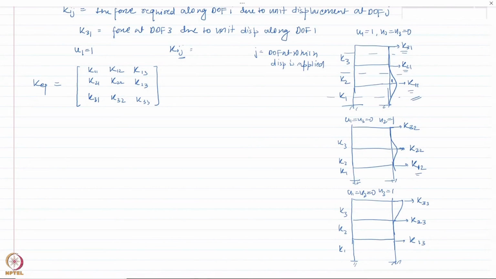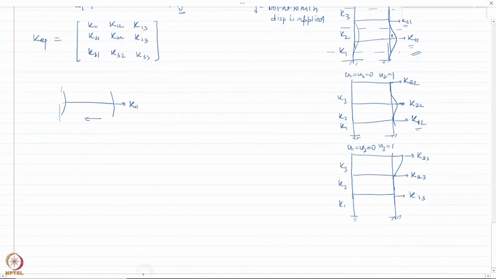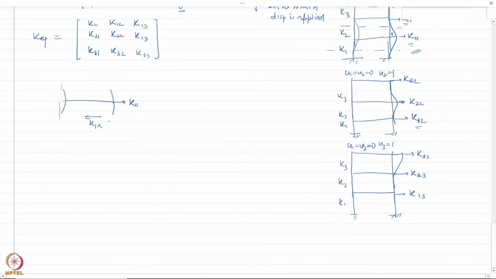So if I consider the first story, it would deform something like this. Okay, so the first story is something like this, where this is unit deformation. Now to maintain that, I am applying a force K11 here. Now because of deformation, there would be forces from below, which would be story stiffness K1 times the story drift, which is 1 at this level and 0 at the ground. So it would be 1 minus 0.